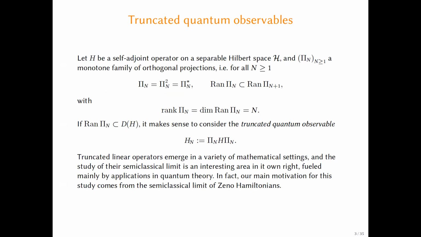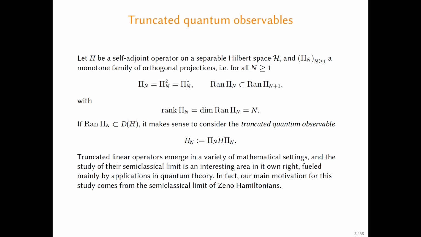and a family of orthogonal projections. I assume that of course P_n squared is equal to P_n and is equal to its adjoint, and I require that this family of projections is monotone. Okay, so the range of P_n is contained in the range of P_{n+1}. And also I assume that this family of projections is finite rank. In particular, we assume that the rank of the orthogonal projection P_n is exactly n.